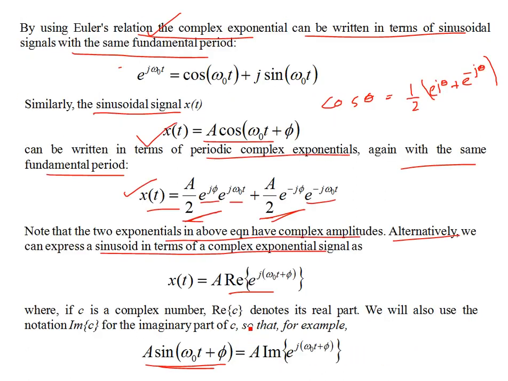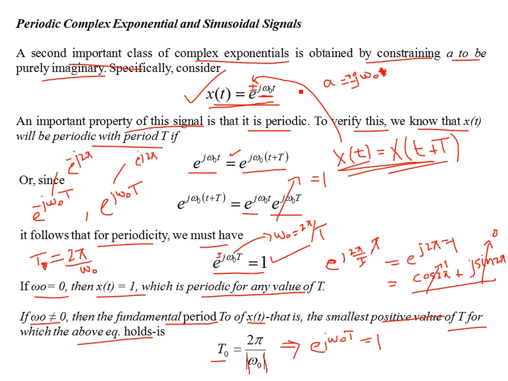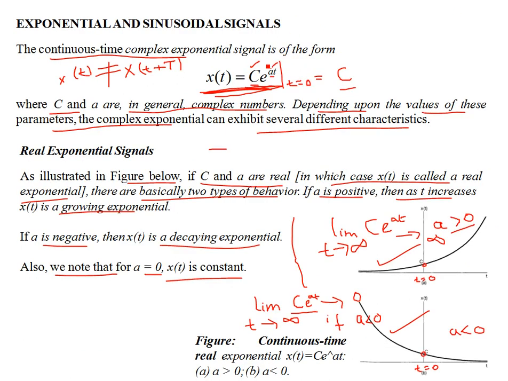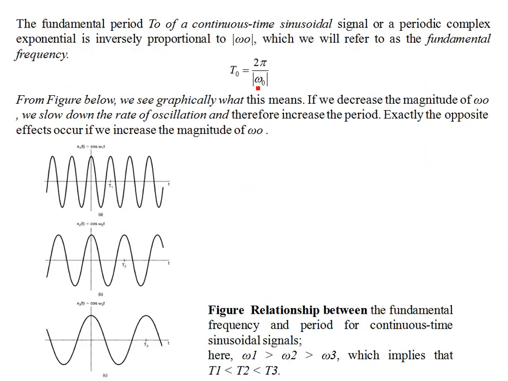The period is 2 pi by omega naught. So you see different characteristics or different parameters of exponential signals. What we saw earlier was that if a and c, these two parameters, are real or complex, they give different attributes or characteristics to exponential signals. For example, if a is constrained to be purely imaginary, then the complex exponential is periodic. If a and c are purely real, a could be positive or negative, then it's non-periodic. So different features come into the picture.